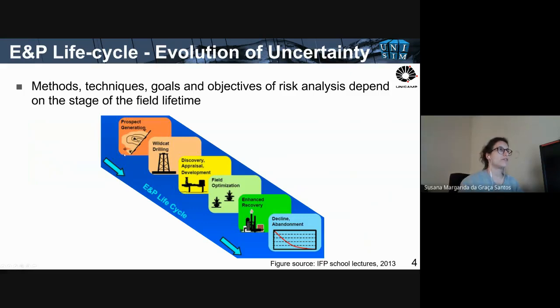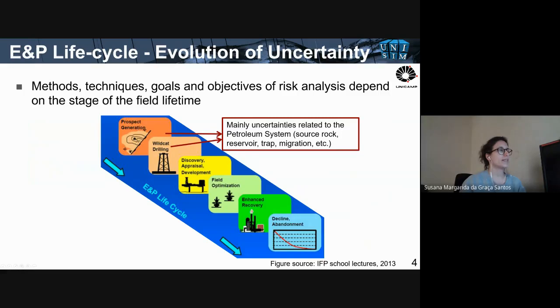They have different kinds of uncertainties that they are mainly focused on. The methods they use, the techniques they use, the goals they use, and all that will depend a lot on the stage we're in, okay? Basically in the beginning, when we still have very little information, if you read papers about risk analysis, you will see that the main uncertainties are related to the petroleum system, okay?